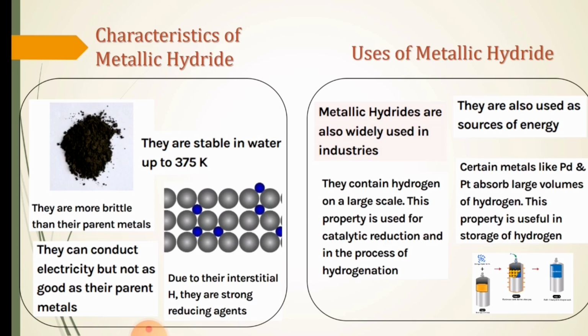The uses of metallic hydride: it is widely used in industries. They are also used as sources of energy. And this property is used for catalytic reduction in the process of hydrogenation.